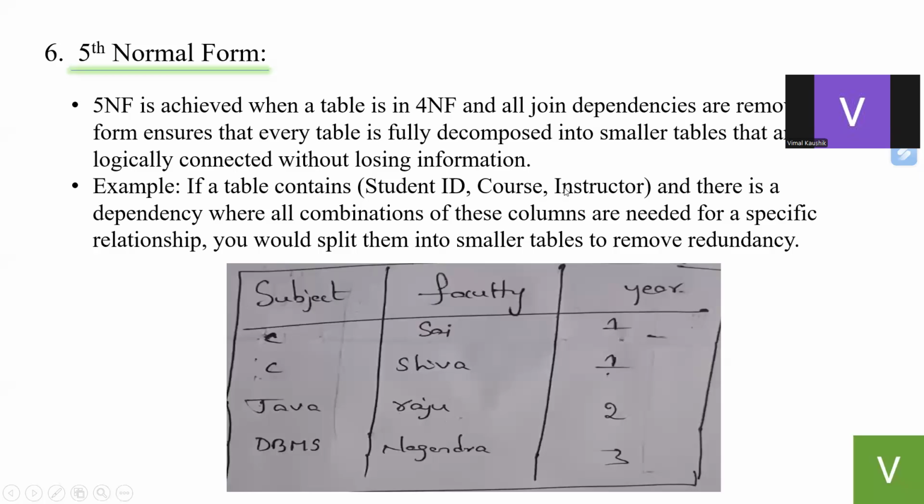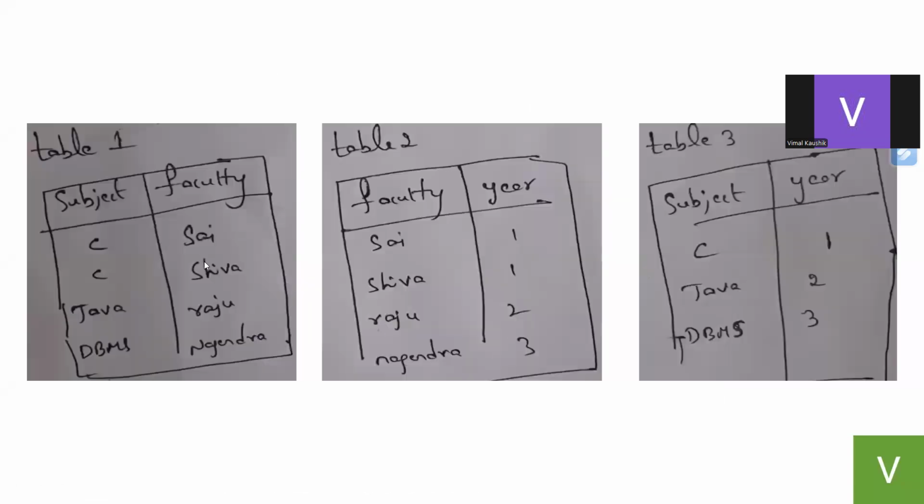So this is the first example. Now let us look into the second example in detail. In the second example, we have three fields. First one is subject, faculty as well as year. To convert this into the fifth normal form, we divide the entire table into smaller tables. So look into this. We have three tables formed. First one is with subject and faculty. Second table consists of faculty and year. And the third table consists of subject and year.